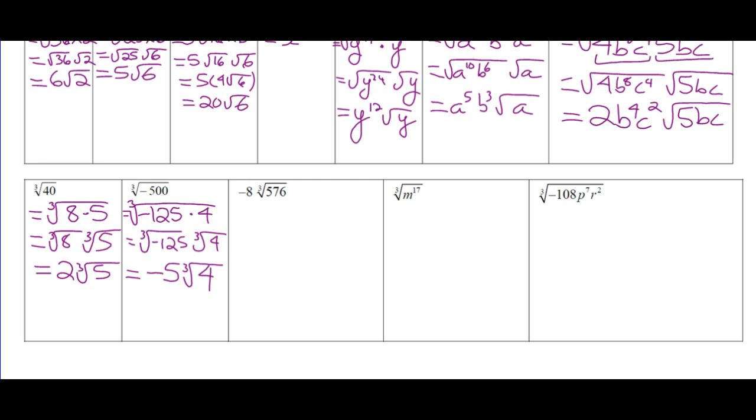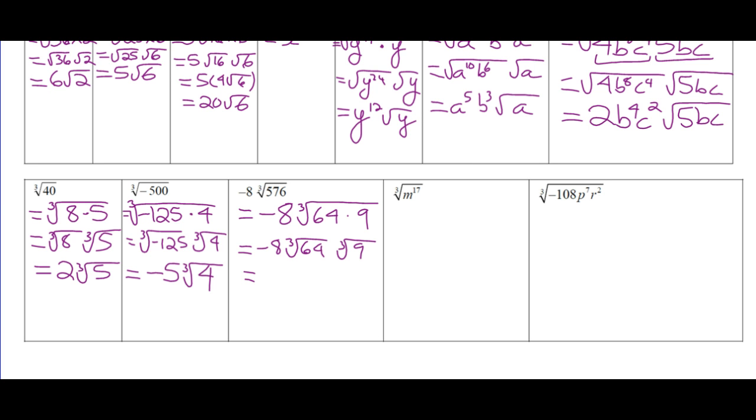All right, what if there's a negative 8 cube root 576? So what's the largest perfect cube that goes into 576? 64. Okay, how many times does it go in? 9 times? Equals, so we're going to keep the negative 8. It's just along for the ride. Cube root of 64 times 9, which is negative 8 times the cube root of 64 times the cube root of 9.